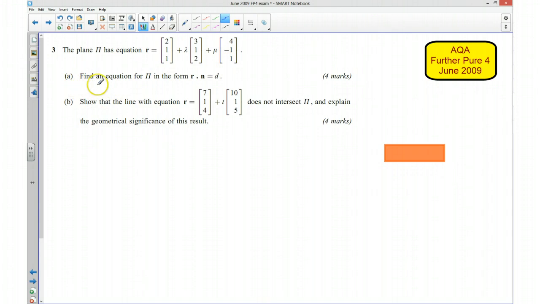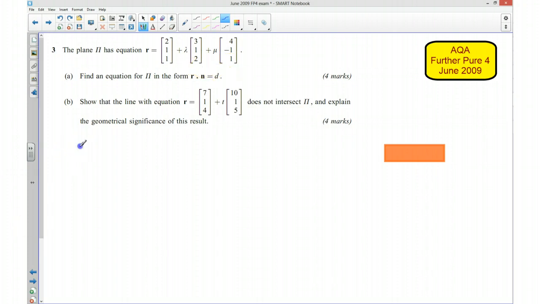For part A we're asked to find an equation in the form r dot n equals d. So we're looking for a general point that when we dot it with a normal we're going to get this constant value of d. The first thing we want to do is find out what this normal vector is going to be. Because we know that this and this here are two direction vectors that lie on the plane, we should be able to use this information to find the normal.